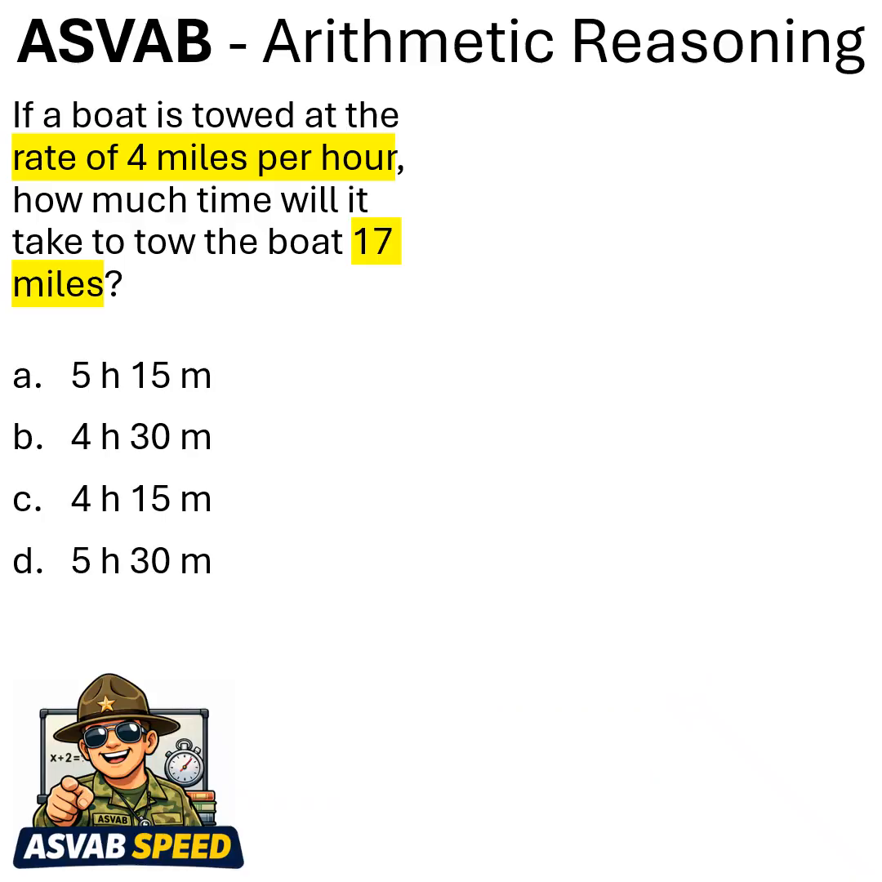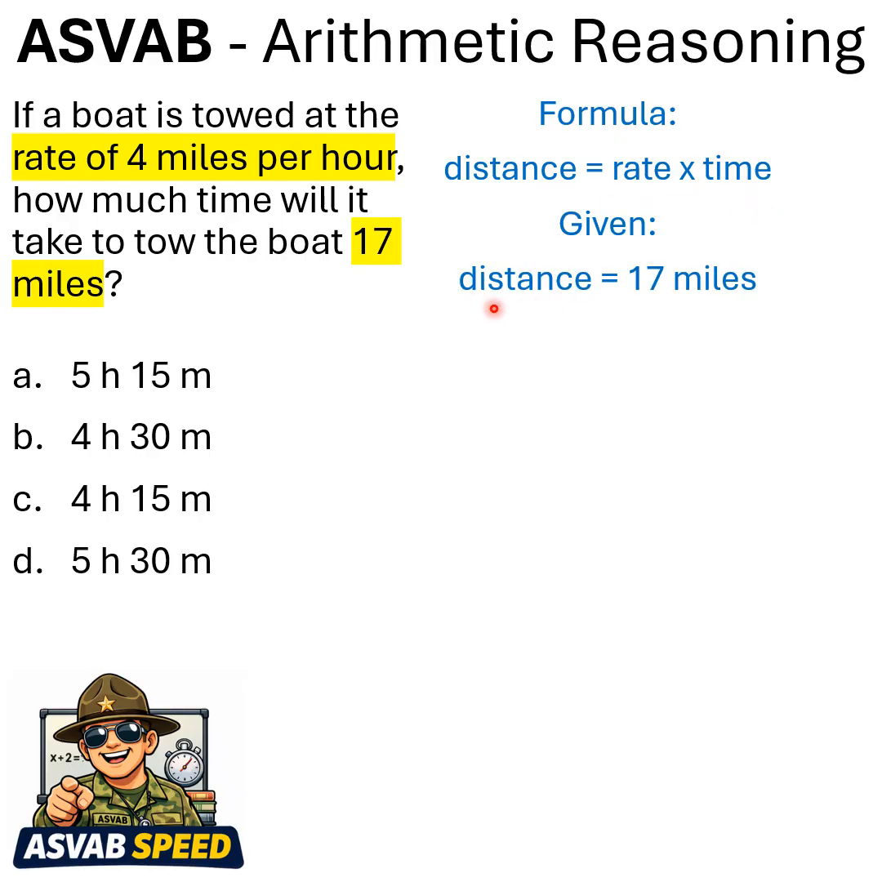Let's begin. So what's important? Rate, 4 miles per hour. Distance, 17 miles. We need to memorize this important formula. Distance equals rate times time. What are the givens? Distance, 17 miles. Rate, 4 miles per hour. Let's plug those into the formula. 17 equals 4 times time.